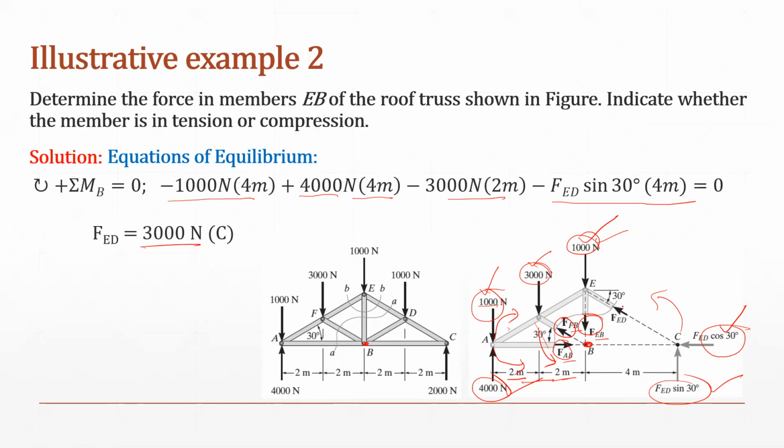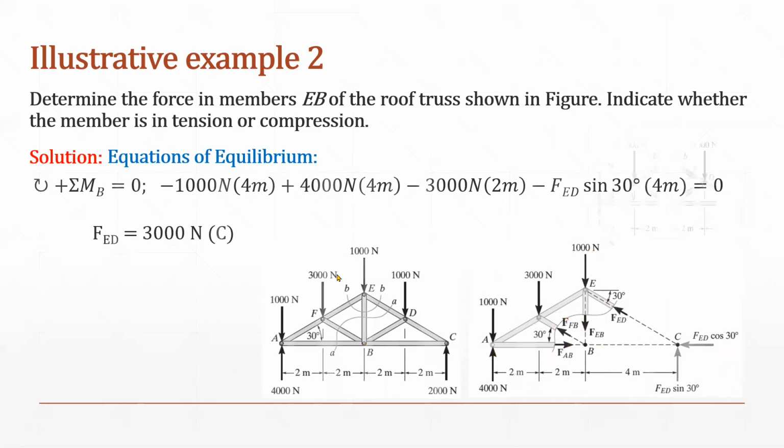We have assumed that member ED will be in compression, and now that the value is positive, our assumption is correct. So now we are able to find out the force in member ED. Now we will cut the same truss at section BB, and make the free body diagram of this, which I will show you on the next slide.